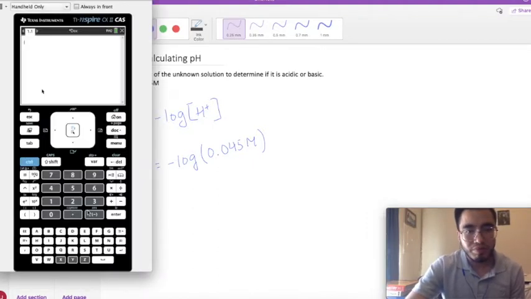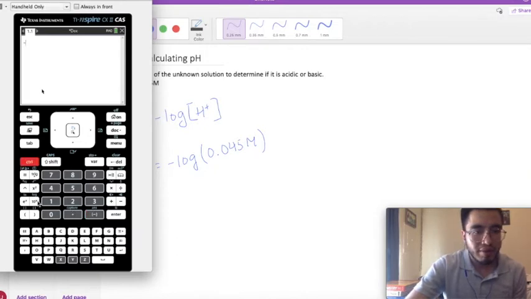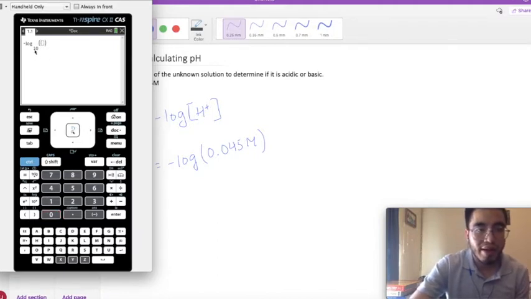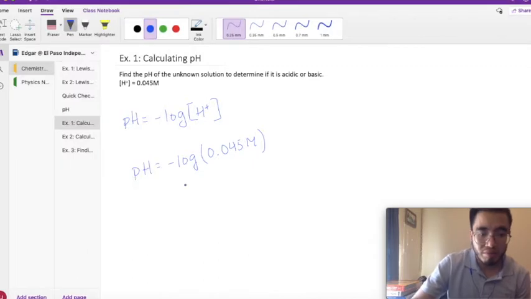Let's go. Negative log. Remember, on yours, you should not have to type the 10 for the base because the standard base for log is 10. So you can just get away with log like it's over here. 0.045. Press enter. And our pH is 1.346, so we're going to round to 1.35.